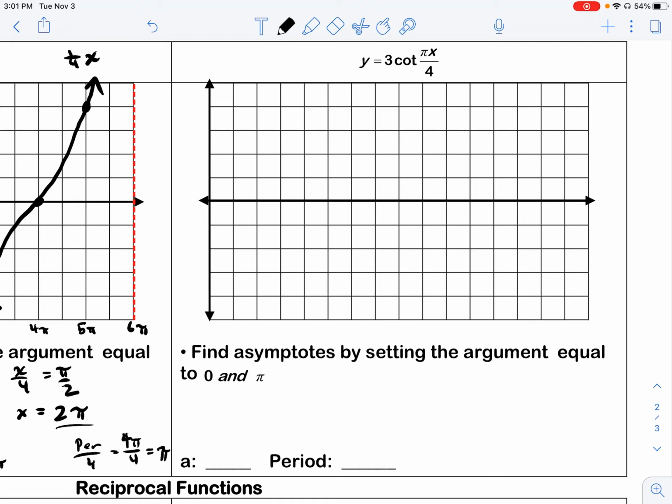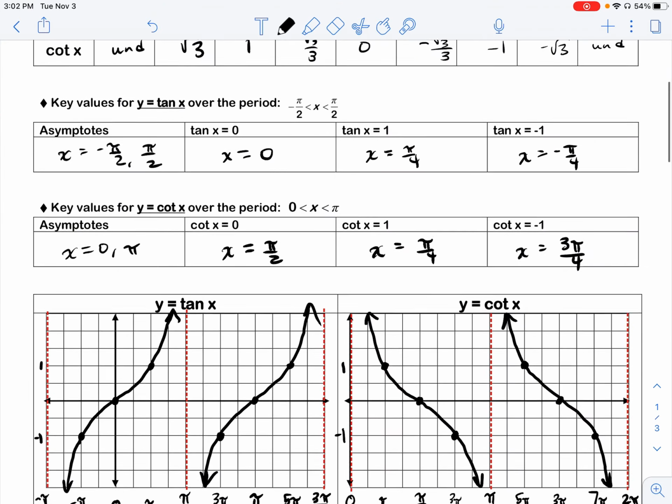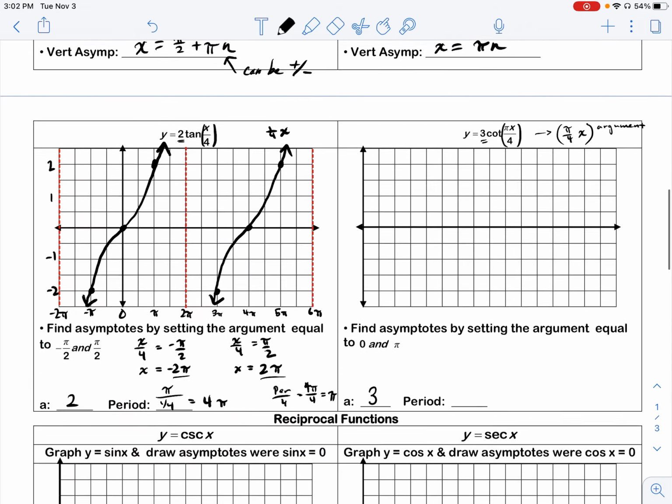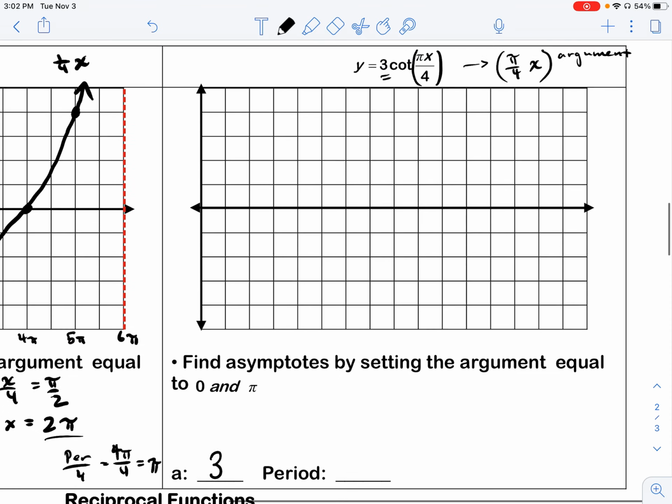So a cotangent, I'm going to note that my vertical stretch is 3. So my A value, again, not my amplitude, but my A value is 3. This is written in a way that it might confuse you a little bit, but it might help to just also think of this as pi over 4 times x, if that helps at all. Okay, but just know that this is my argument. So I'm going to take my argument here, and I'm going to set it equal to where my vertical asymptotes were previously. Again, for a cotangent graph, I had vertical asymptotes at 0 and pi. So I'm going to set my argument equal to those places to see where my asymptotes are now.